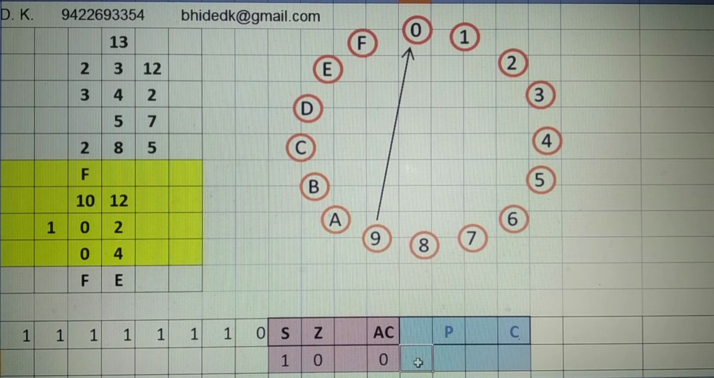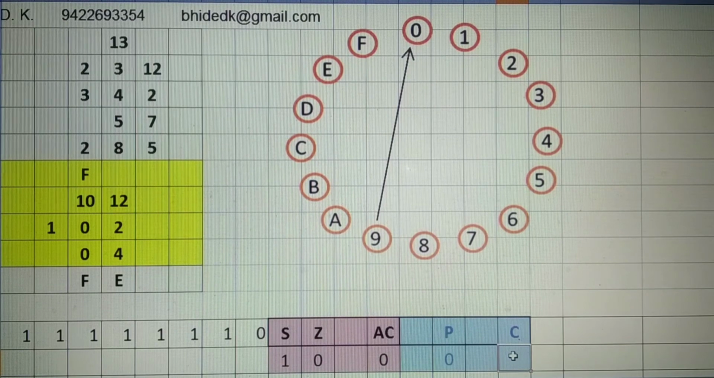Here again is a don't care condition. Now parity. For the parity flag, if 1 is present an even number of times, then the parity flag will set. But here 1 is present 7 times, that is an odd number of times. Therefore the parity flag will reset. Here carry acts as a borrow. You are taking a borrow from that particular carry flag. Therefore here the carry flag will set.